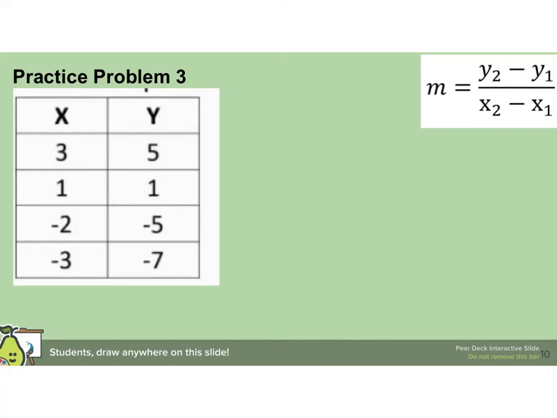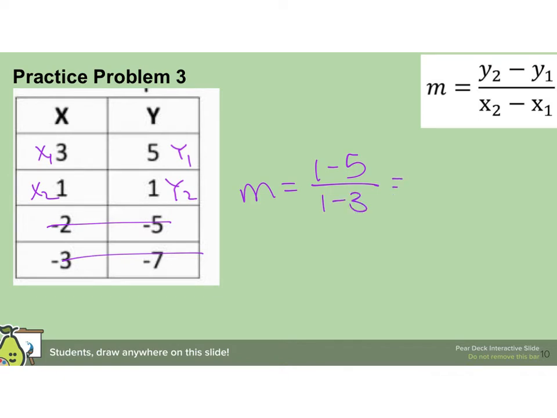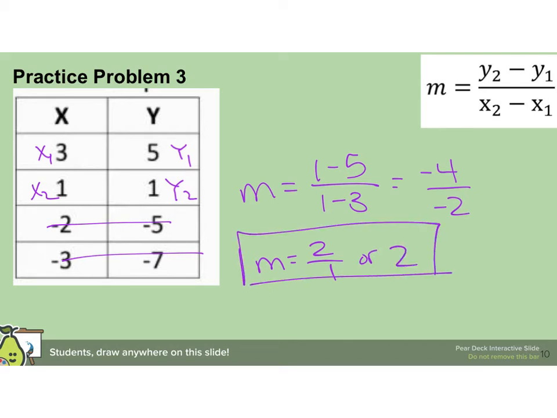Last two practice problems. Again, I don't like the integers, so I'm going to do the first 2 points, x1, y1, x2, y2. m equals 1 minus 5 over 1 minus 3. This is negative 4 over negative 2. So if I reduce, negative divided by negative is positive 2 over 1, or you can just call it 2. So the rate of change is positive 2.